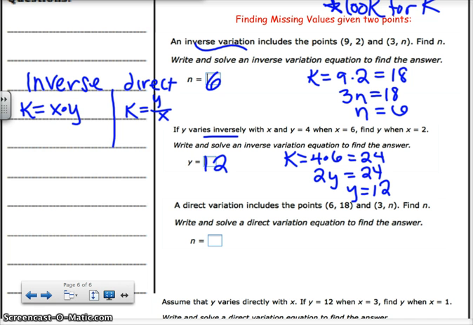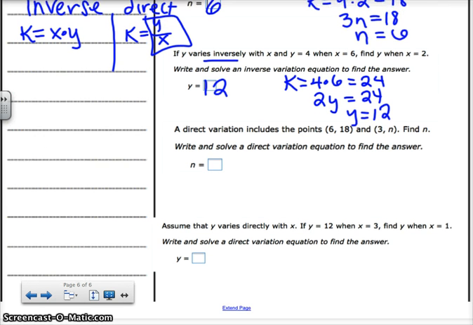Direct. Direct is a ratio y to x. So in a direct variation, it includes the points 6, 18 and 3, n. So my k is going to be my ratio of y is to x. 18 is to 6. Okay? Now my next one, my y is n. So I should have n divided by x, which is 3, needs to equal 3. How do you solve for n? Times. So n is 9.